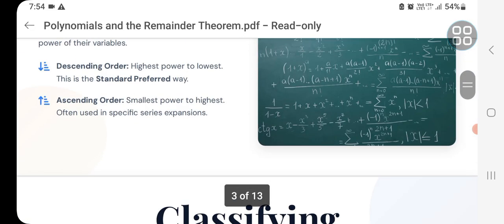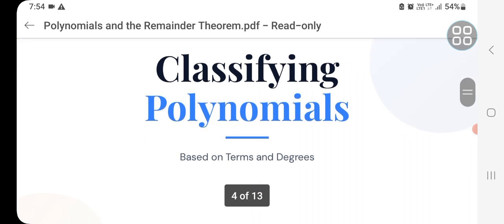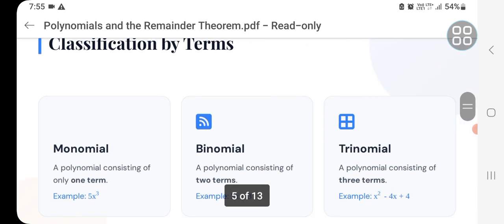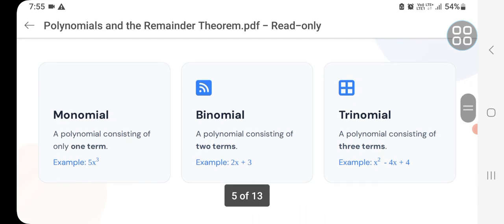Okay, so now we will enter into the next thing, that is classifying the polynomial. So classifying the polynomial on the basis of terms and degrees. Mathematicians devised the classification of the polynomials depending upon the terms and degrees. Okay, so it is nothing but the types. Classification is nothing but the types. So types of polynomial depending upon the terms.